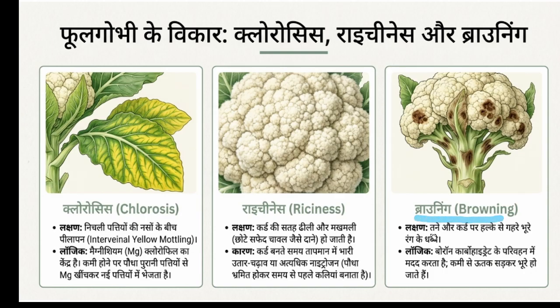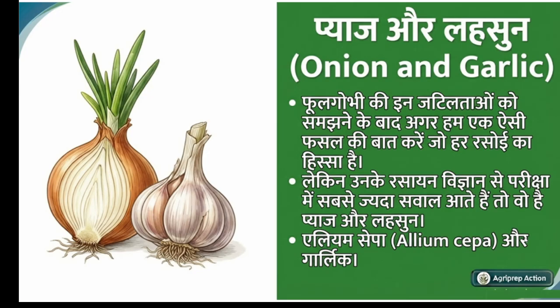Now, what about chlorosis? In chlorosis, the area between the veins of the lower leaves of the plant turns yellow. This is called interveinal yellowing, and its cause? Magnesium deficiency. Magnesium is the core of chlorophyll. When it is deficient, the plant draws magnesium from the older leaves and sends it to the new leaves. That is why the lower and older leaves turn yellow.